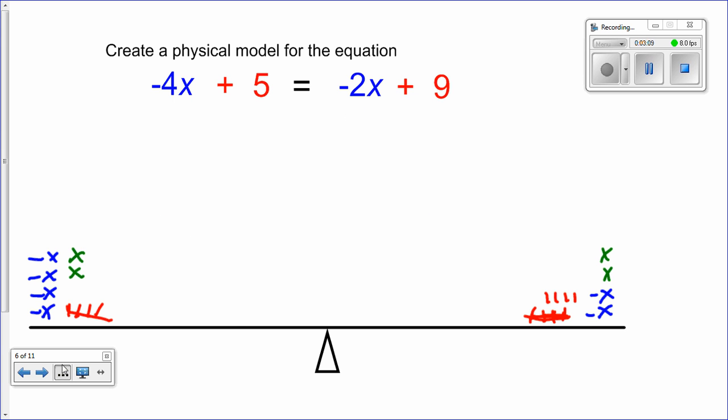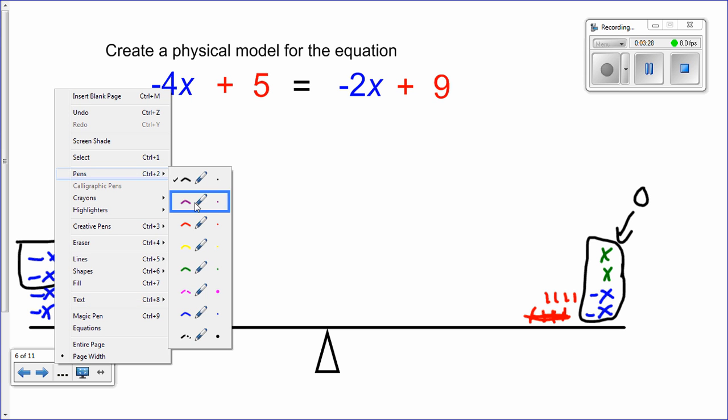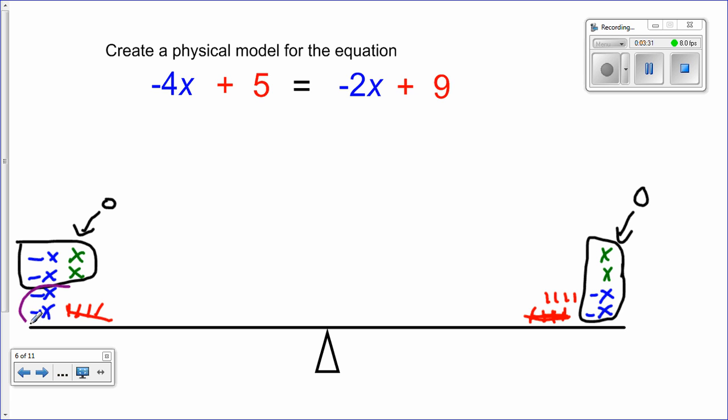And then I would notice that here I have a net value of 0, no weight, and here I have a net value of 0, no weight. So what's left over, which I will circle in purple again because I like purple, I've got negative 2x plus 5 equals, over here, 9. And I could carry on with the x box from there.